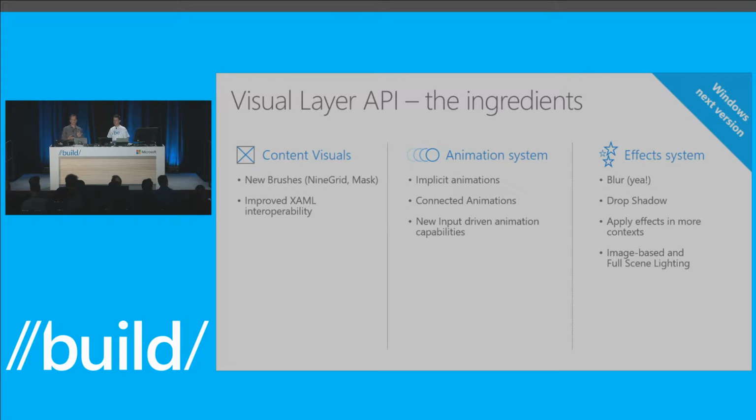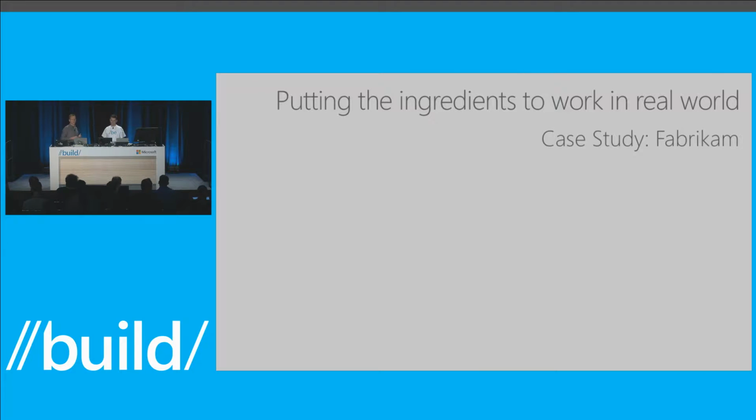And then on the effects side, who here is happy to see blur on this list? Any more than that? Yeah, we're very excited to have a great real-time blur capability in the system, and we'll show you some demos of that in a minute. Also, we've added drop shadows, some powerful new capabilities there, and finally, some lighting capabilities. So this is all somewhat tedious hearing me go through this. Why don't we actually show you something running in a real app?